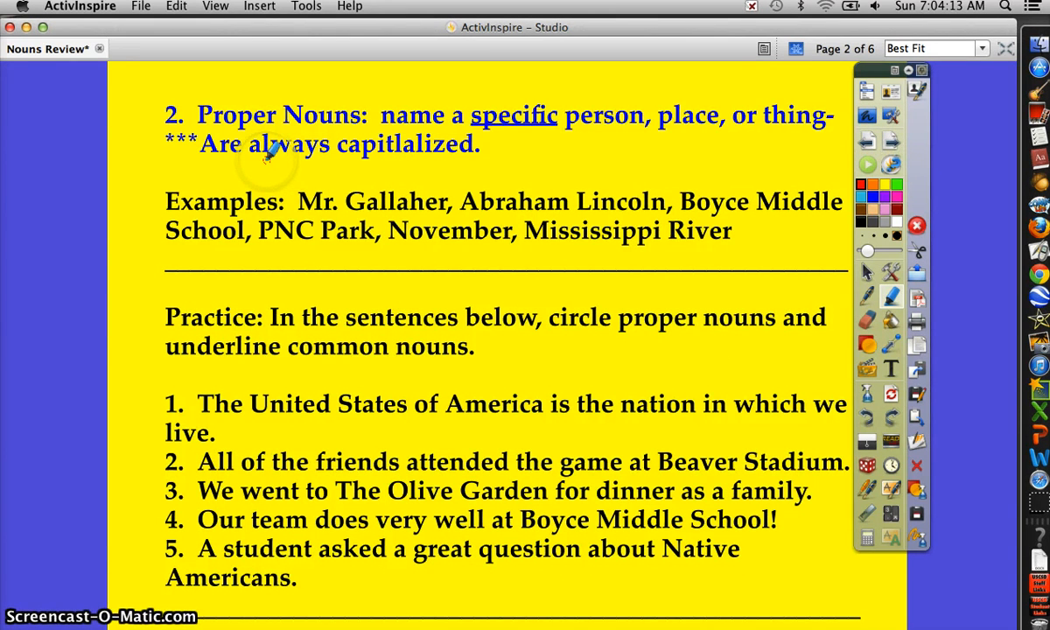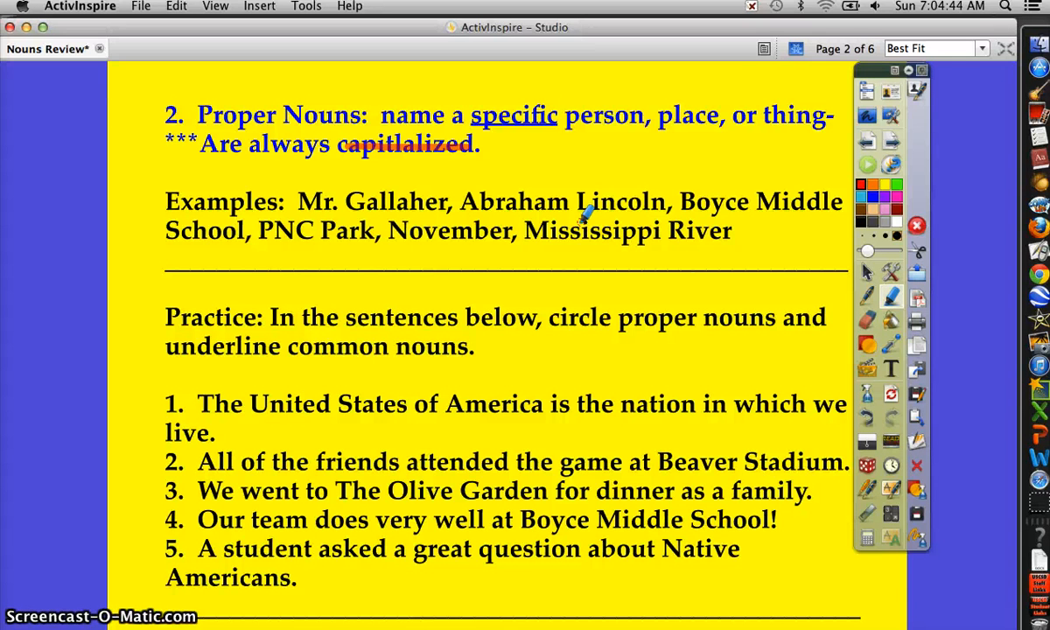Proper nouns, another category of nouns. These name a specific person, place, or thing, and they are always capitalized. Always remember you have to have capital letters for proper nouns. So examples would include Mr. Gallagher, Abraham Lincoln, Boyce Middle School, PNC Park, November, and Mississippi River. So this unit we've worked on locating and identifying proper and common nouns in sentences. So let's take a look at that in the practice section.